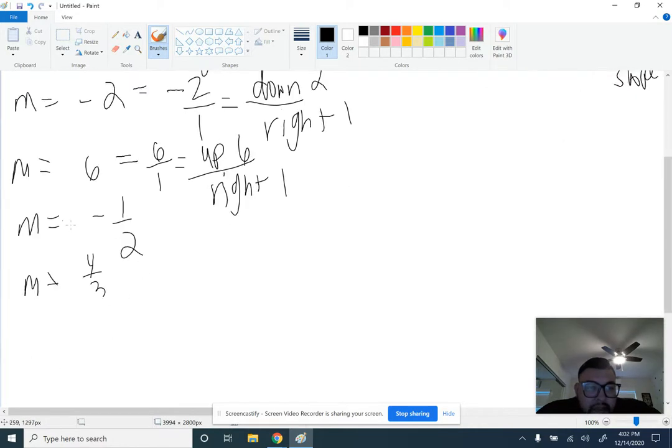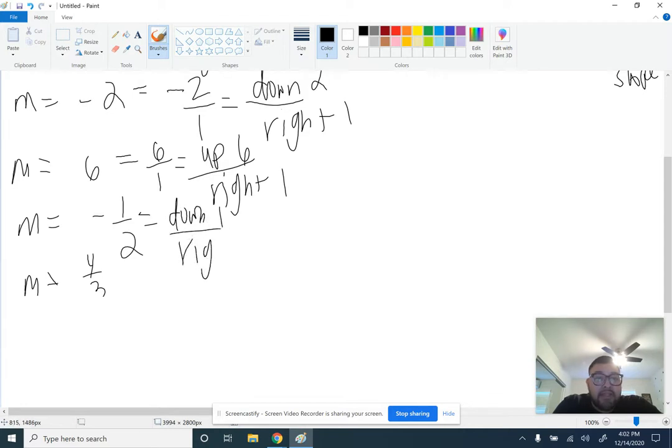Now let's look at our slope when it's negative 1/2. So we already have a rise over a run, so we don't have to rewrite it in any way. So my instructions, we are dealing with a negative slope. So I'm going to go down 1 and right 2.